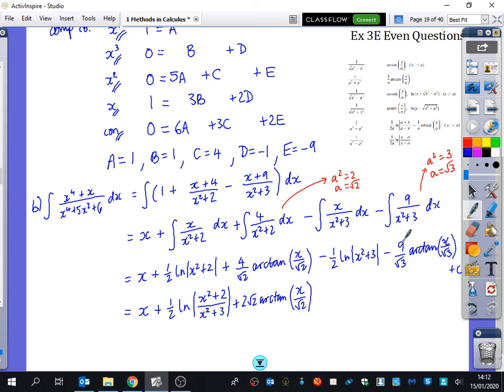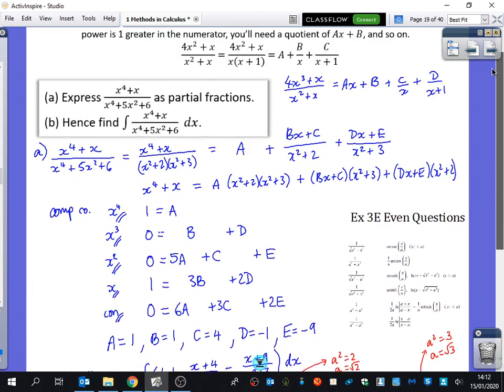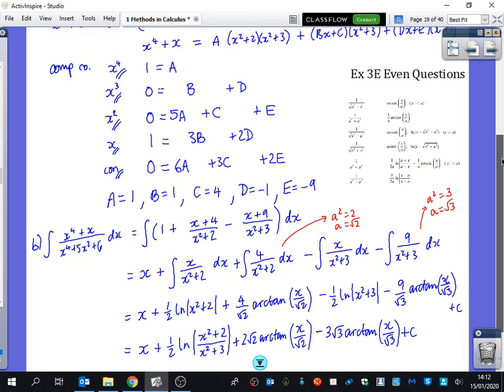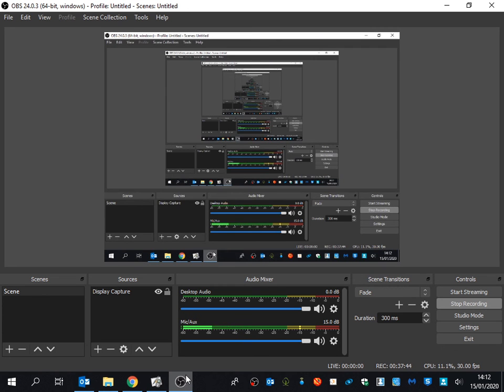And then 9 over root 3 rationalises to 3 root 3 arctan of x over root 3 plus c. Now, because this was such a long question, I think I put the answer somewhere on the board so I could check it. No, it's fine. I think we got it right. So we're going to do some practice on all these partial fractions questions, and that's us done. It's actually easier than it looks.